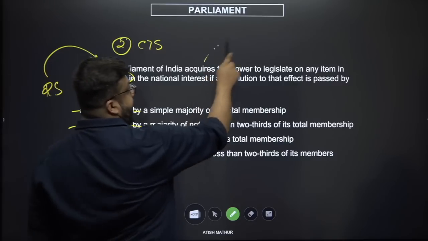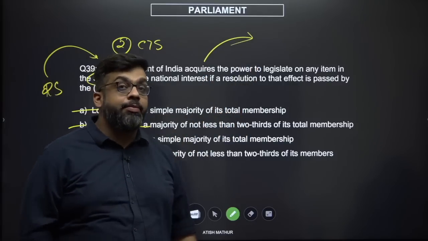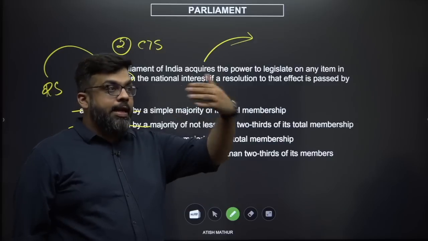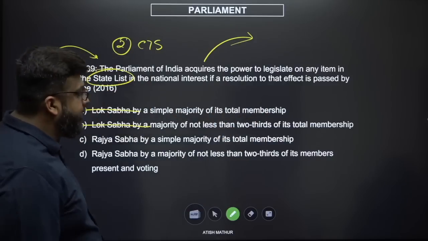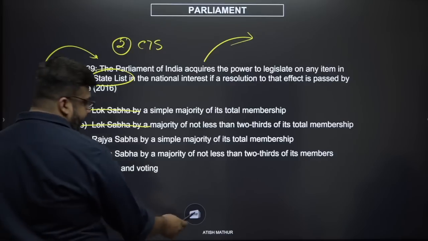Now you are legislating here, right? If you are legislating, which means you're legislating on something which the states could have originally done. So you're transferring legislative function. Now, if that's the case, then your answer would be D, a majority of not less than 2/3 of its members present and voting. Okay.